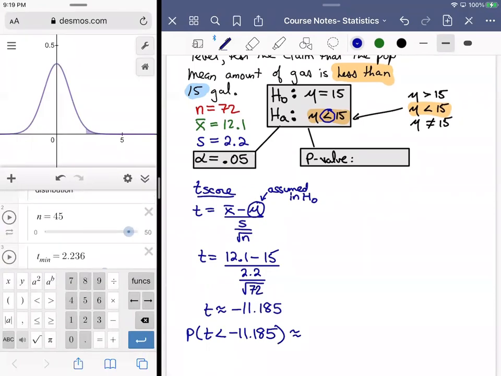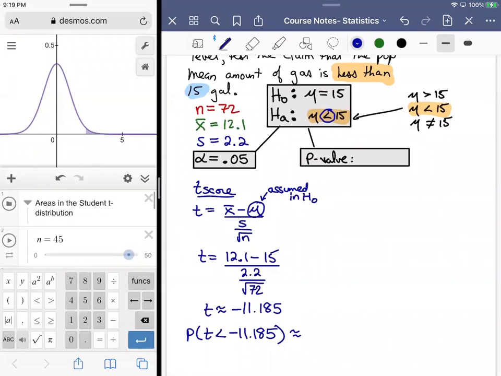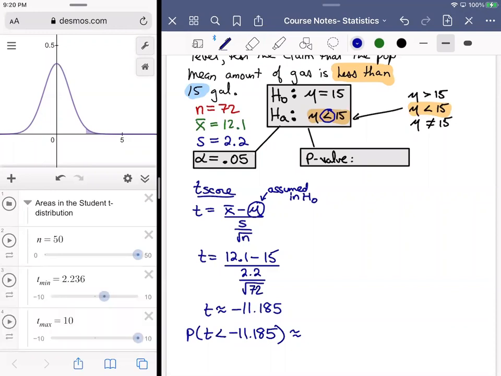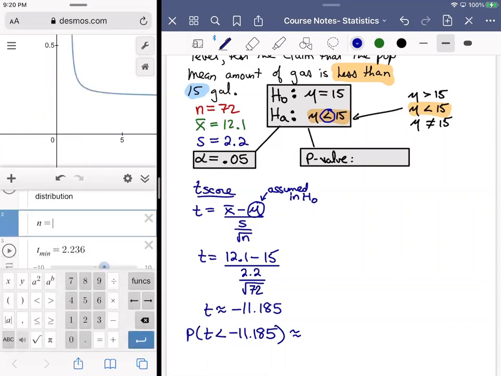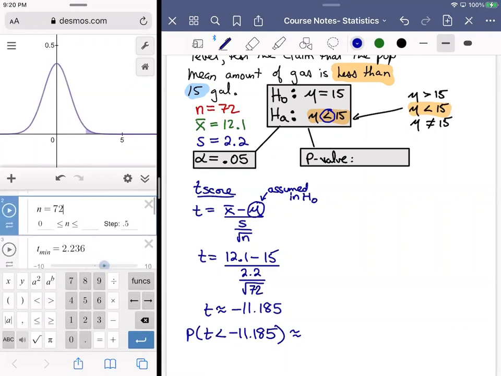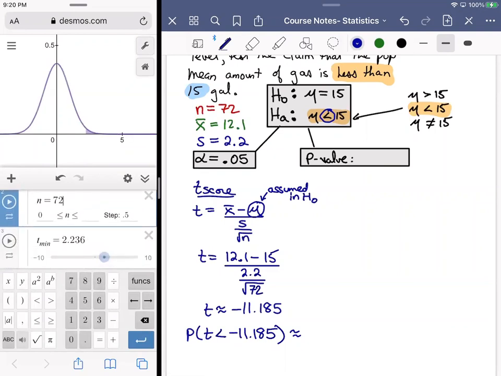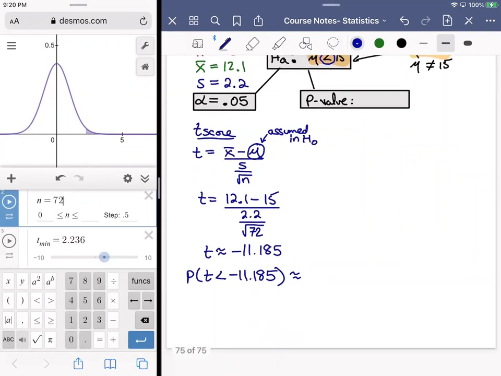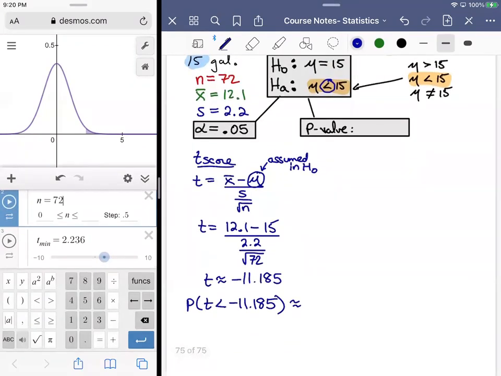The one thing that people are always going to have to become comfortable navigating is the sliders. I've had people, even people who are somewhat experienced with Desmos, say the slider only goes up to 50, but I need to go up to 72 here. Well, just tap on it, type a 72, and then just move on. If I want it on the high end, negative 11.185, I'll just move this up a little bit.